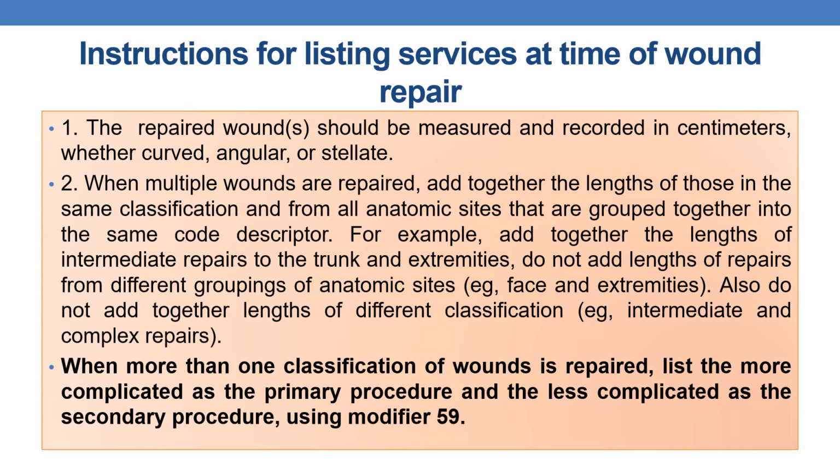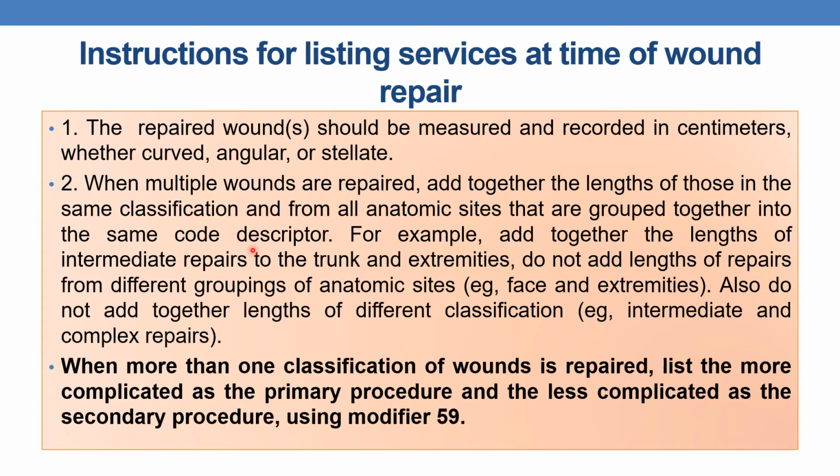Now coming to the instructions for listing services at the time of wound repair. So what must be documented at the time of wound repair? In simple terms, what are the services that must be documented? The first is that the repaired wound should be measured and recorded in centimeters, whether curved, angular or stellate. And when multiple wounds are repaired, add together the length of those in the same classification and from all anatomical sites that are grouped together in the same code descriptor.